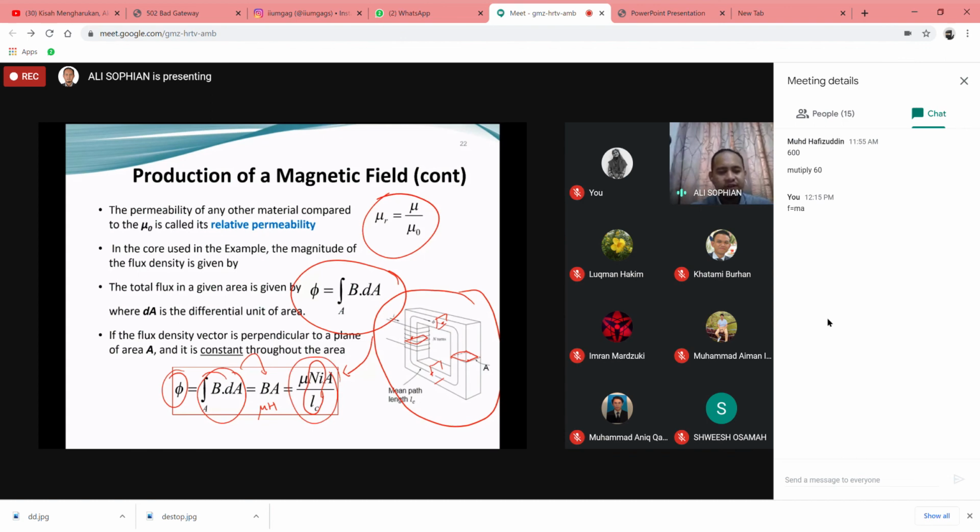So if you want to have high flux, you can increase the area, you can increase the current, or the N, the number of turns, or the magnetic permeability of the material. So you use a material with higher magnetic permeability, and you need to reduce the LC if you want to increase the flux. For example, for this ferrite core, you can make it smaller if you want to increase the flux in the system.